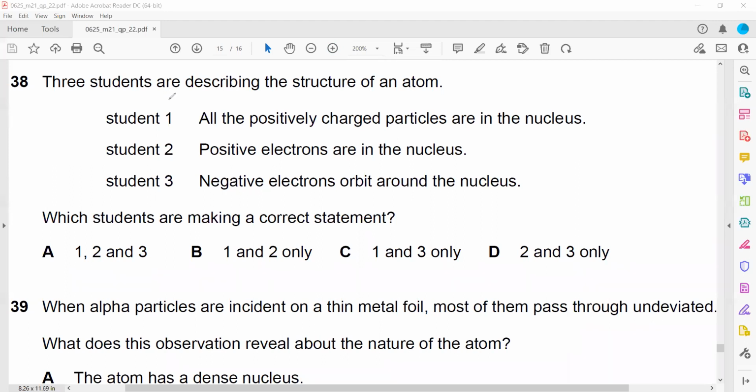So there are three students describing the structure of an atom. Student 1 said all the positively charged particles are present in the nucleus, like the protons are present in the nucleus. So that's true; student 1's statement is correct. Student 2 said the positive electron. How can electrons be positive? Electrons are negative. So student 2 is incorrect. Student 3 suggests the negative electrons orbit the nucleus. So student 3 is correct. So which students are making the correct statement? 1 and 3 are making the correct statement. That's why C is the right answer.